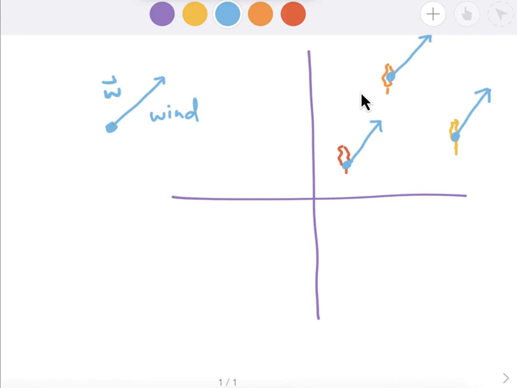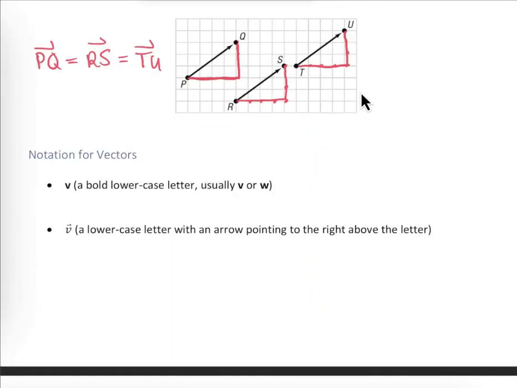And that's why we can kind of think of this wind vector as being able to move around the Cartesian plane. So I can move a vector to wherever I would like it to initiate from, which is another way of saying that these 3 vectors are equal to each other because they have the same magnitude and same direction. It is as if we moved that one vector around the Cartesian plane.